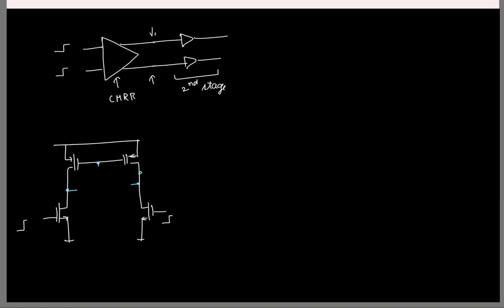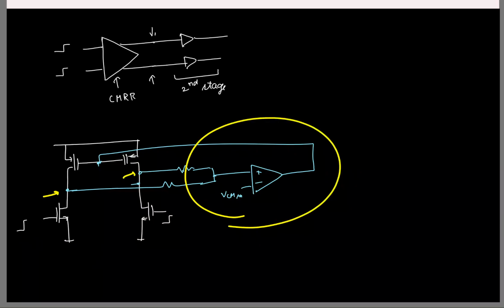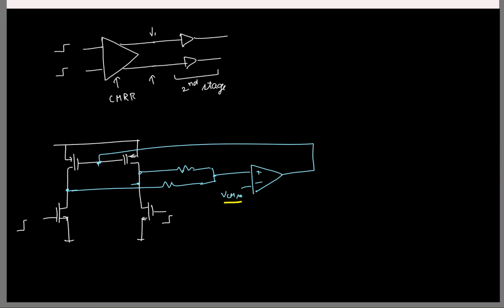Or I explicitly show that, see. So let us say I take the two outputs like this, average it, compare it to some VCM ref. This is my CMFB, right? So now if I apply a common mode step here, I know that my outputs will respond in the same way, but this negative feedback loop is setting it equal to a constant value, right? So what can you say about the common mode gain here?